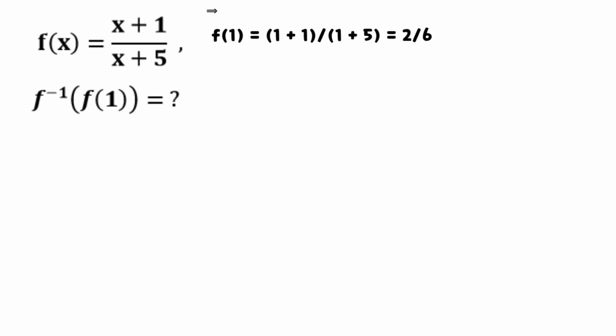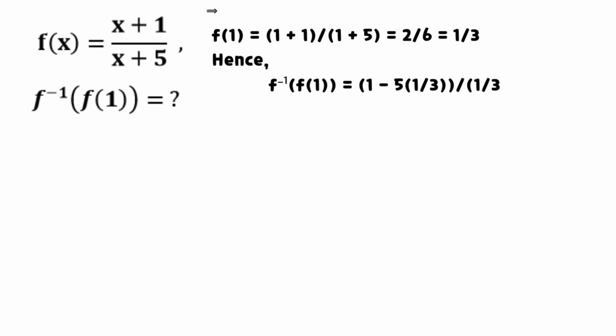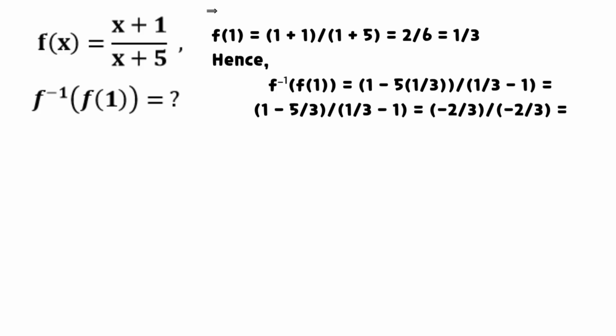It follows that f of 1 equals 1 plus 1, all divided by 1 plus 5, which equals 1 divided by 3, after simplification. Hence, f inverse of f of 1 equals 1 minus 5 times 1 divided by 3, all divided by 1 over 3 minus 1, which equals to 1, after simplification. Therefore, f inverse of f of 1 equals to 1.